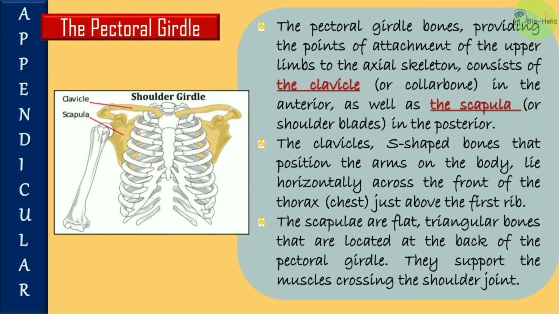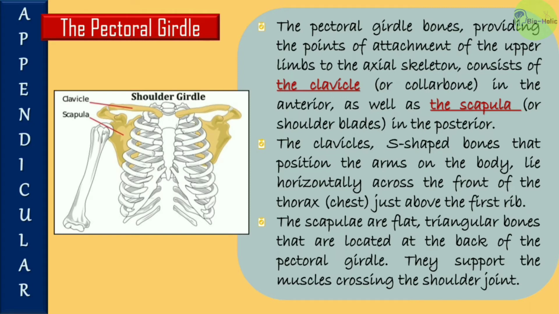The pectoral girdle bones, providing the points of attachment of the upper limbs to the axial skeleton, consist of the clavicle in the anterior as well as the scapula in the posterior. The clavicle is also called the collarbone and the scapula is called the shoulder blade.